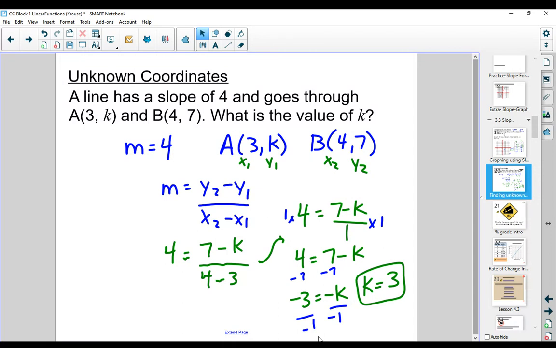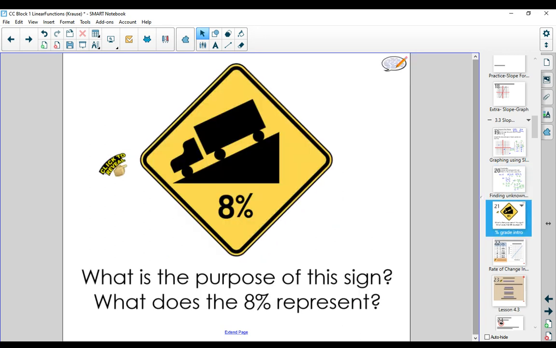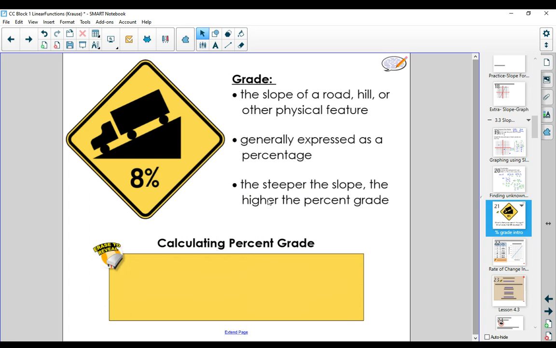All right, so those are just a couple examples that relate to what we did in the last lesson. We're going to move on and start looking at slope as a rate of change. This is a sign that you've probably seen before on road signs. You probably know that it has something to do with the steepness of a hill. So the question was, what is the purpose of this sign? Again, I'm sure most of you have seen it before, but you may not know that it's related to grade.